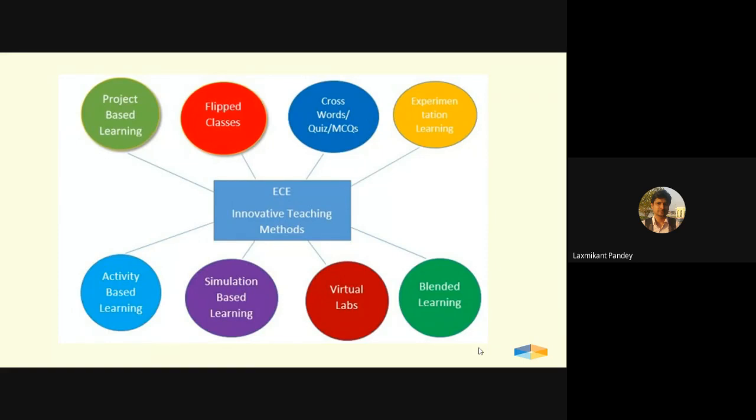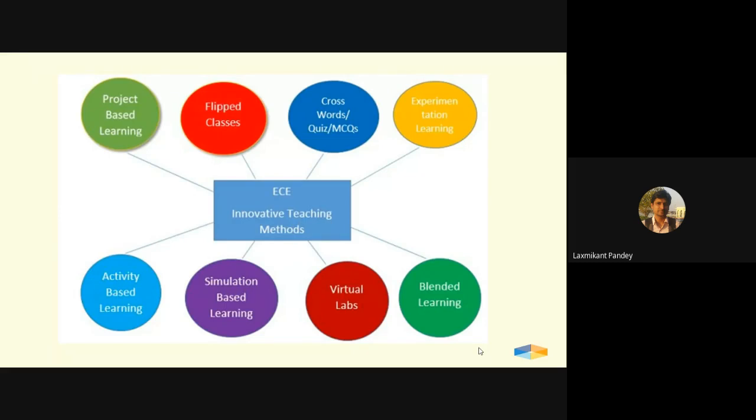Now, experimentation learning is a very important thing. If you look at science classes, there is involvement of practicals, meaning students are doing things themselves, and if the student is doing something by themselves, the knowledge they retain increases. That's why experimentation learning is very important. Second is activity based learning. It is very important in the lower classes. Nowadays we are moving towards activity based learning. It is also an innovative teaching method.